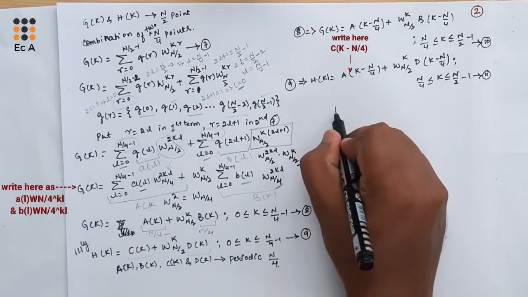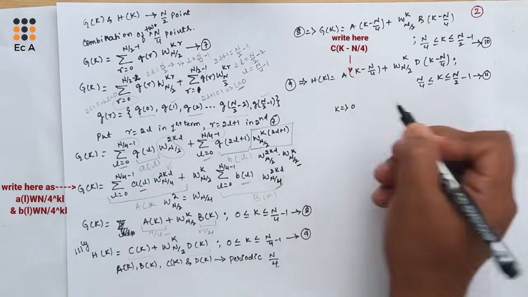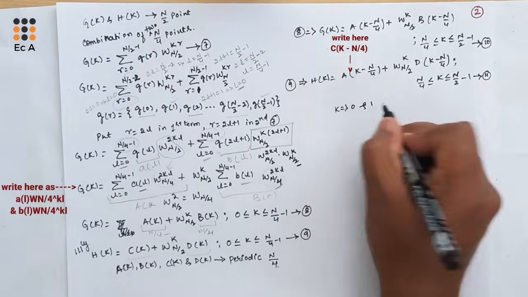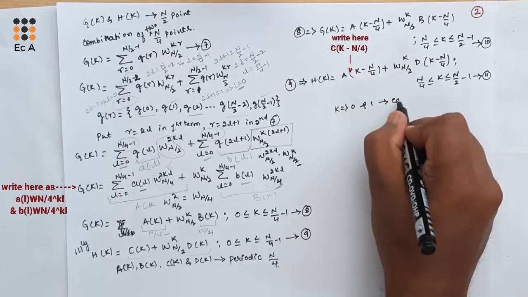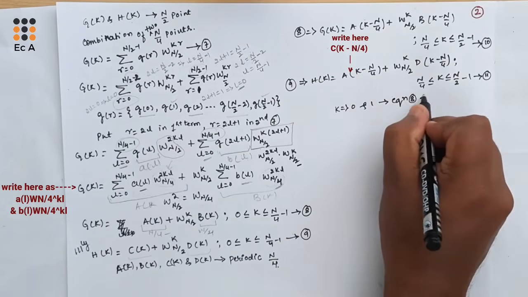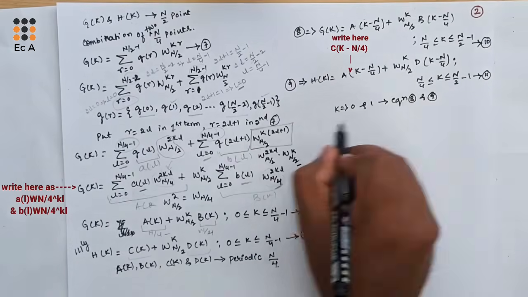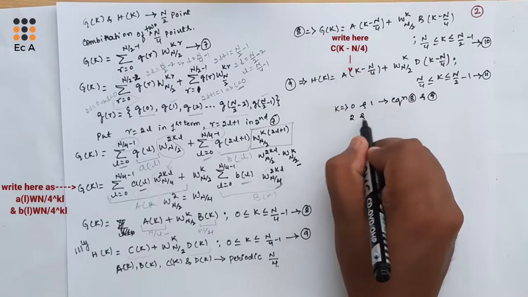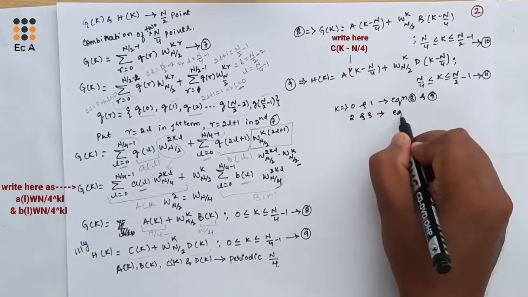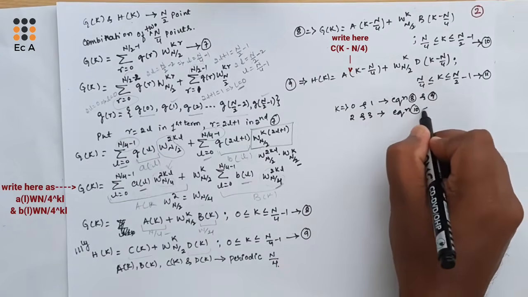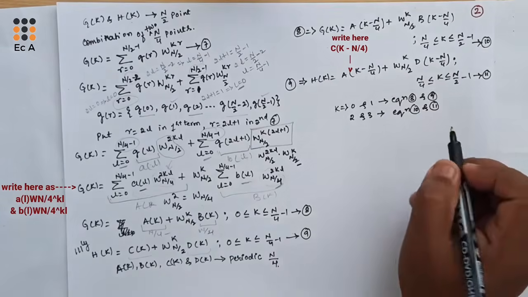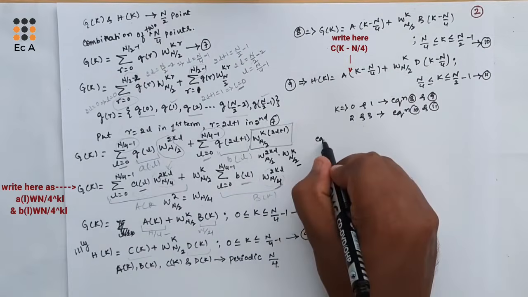Here we need to put k value is equal to 0 and 1 for equation number 8 and 9, and we need to put k value is equal to 2 and 3 for equation number 10 and 11. Let us consider equation number 8.